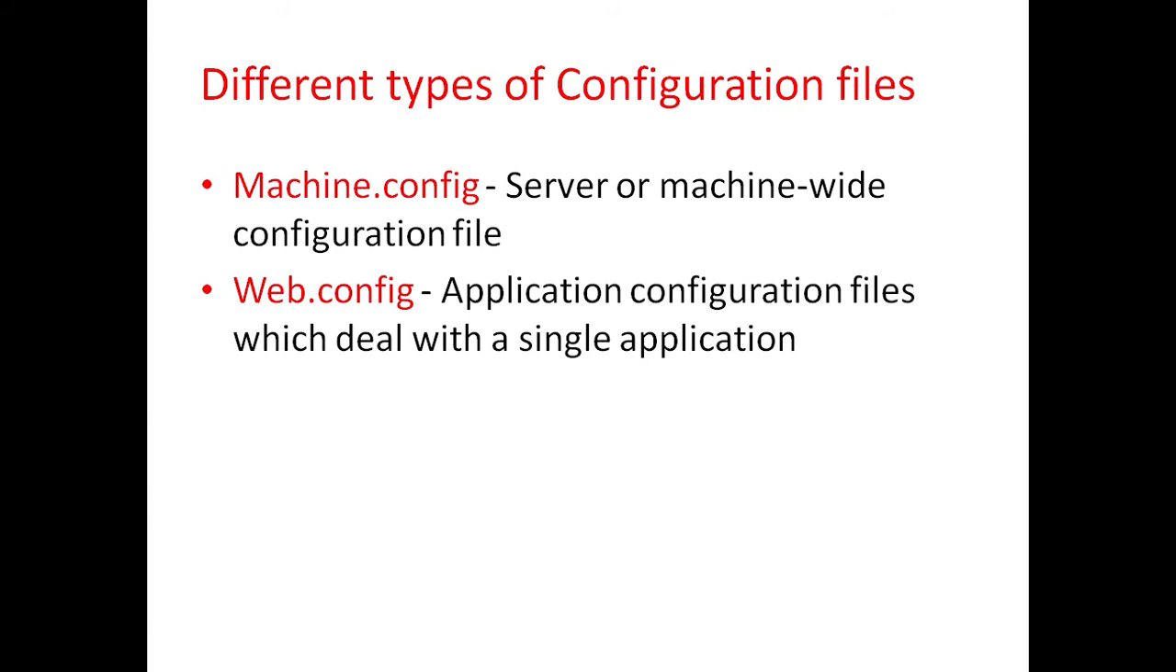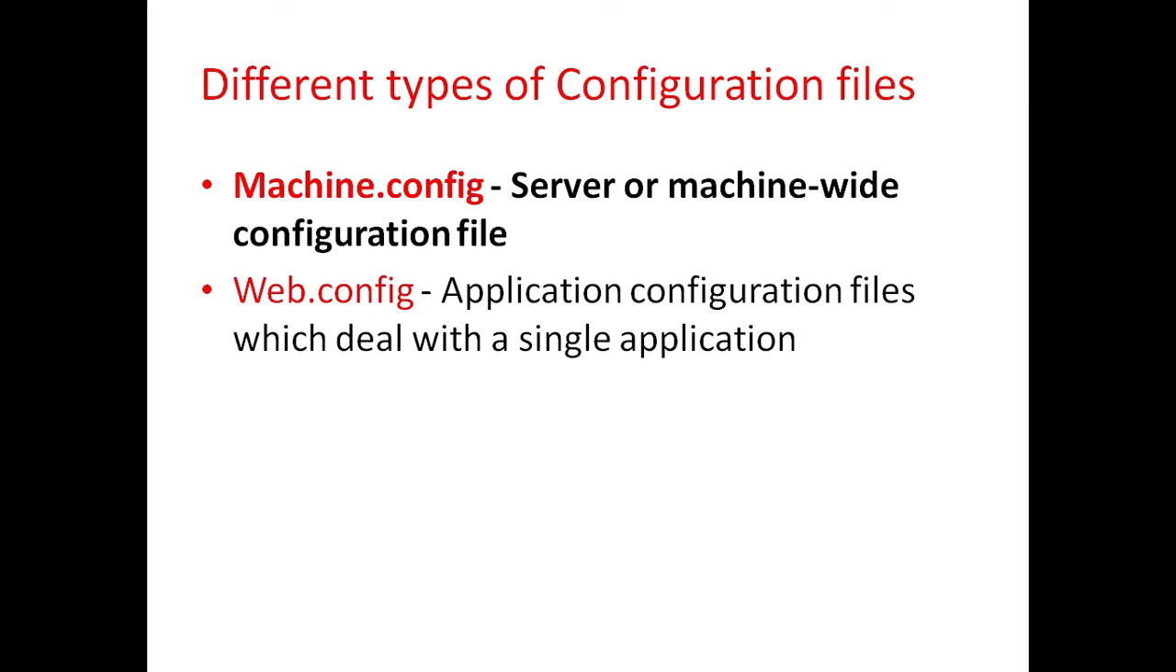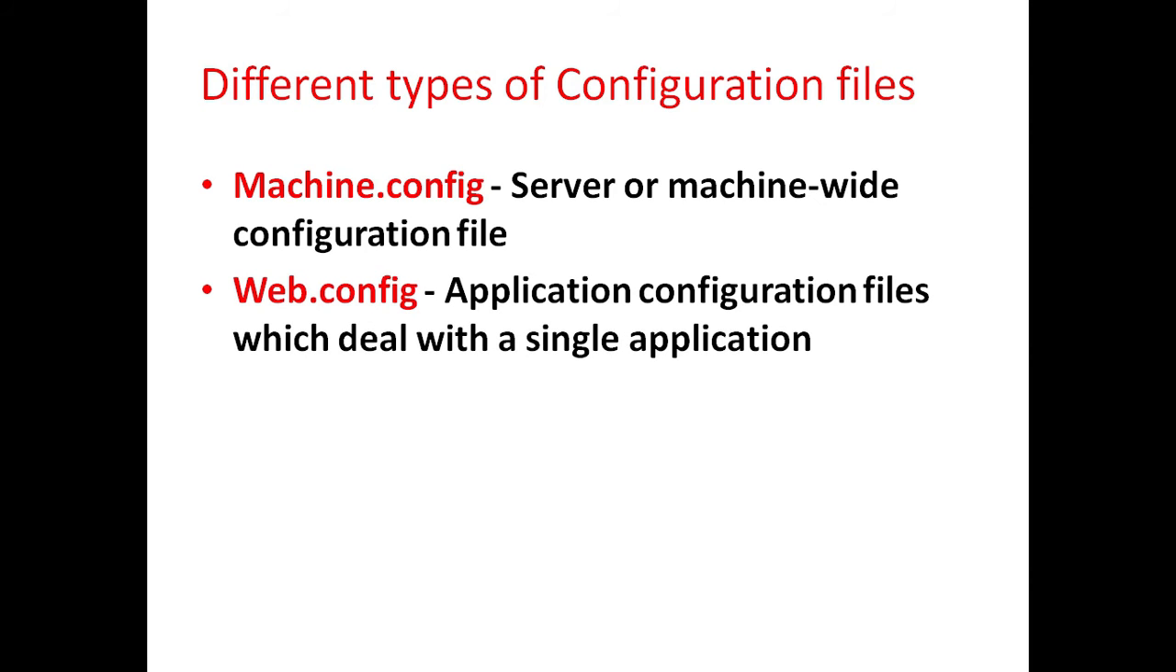Different types of configuration files are machine.config, which is used to save server or machine-wide configuration, and web.config, which is used to store application configuration files which deal with a single application.